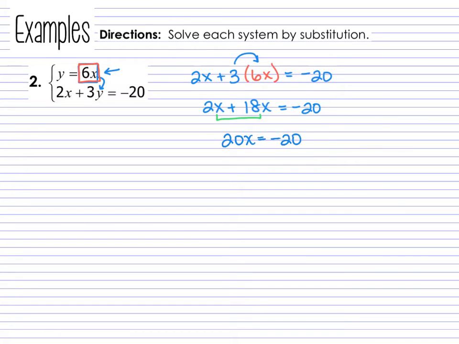Now I'm going to divide both sides. I want x by itself, so the thing bothering x is 20, and that's multiplication going on between. So I'm going to divide both sides by 20. On the left, those will cancel out. Negative 20 divided by 20 is just equal to negative 1.